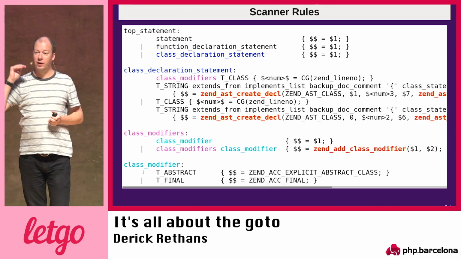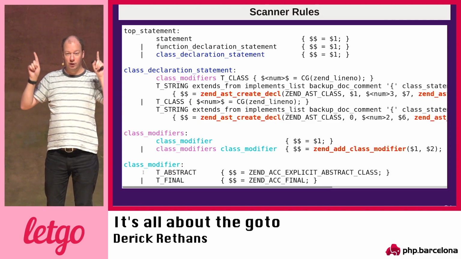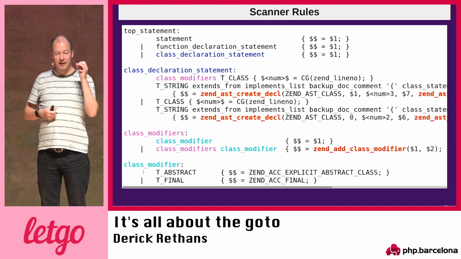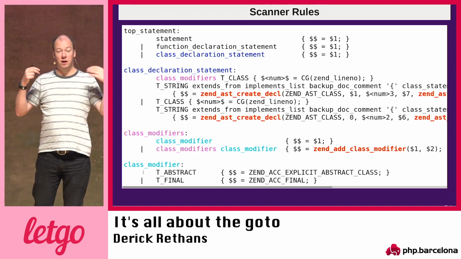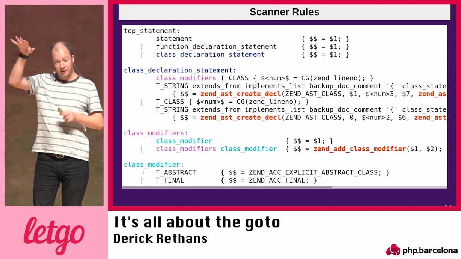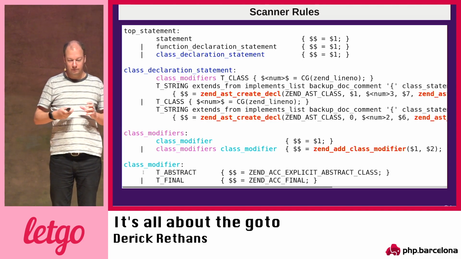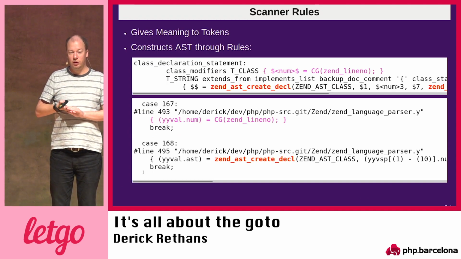So each of those rules is trying to be matched against the tokens that come through, and if it matches, the actions in between the curly braces are being run. And in most cases, they will have a function that says send AST create declaration, or send alt class modifier. All these things, all these functions written in C, build this tree that represents the contents of your script. Okay. So the scanner gives meaning to the tokens, and it creates this AST through rules.